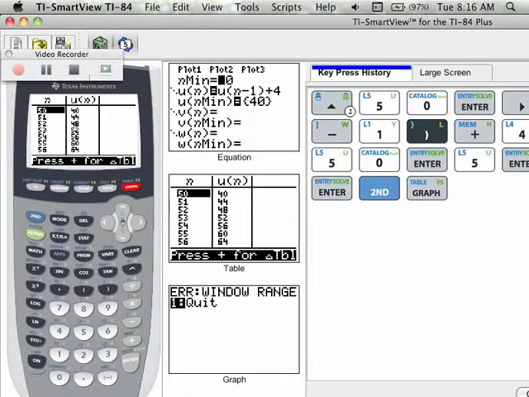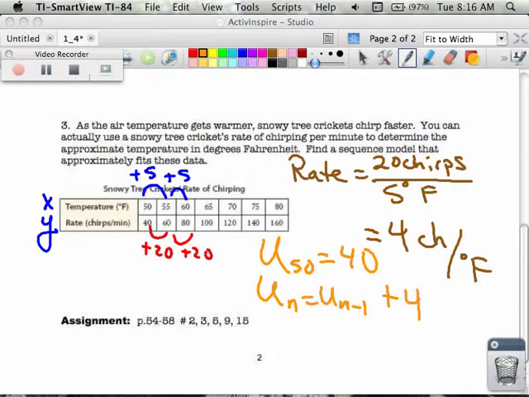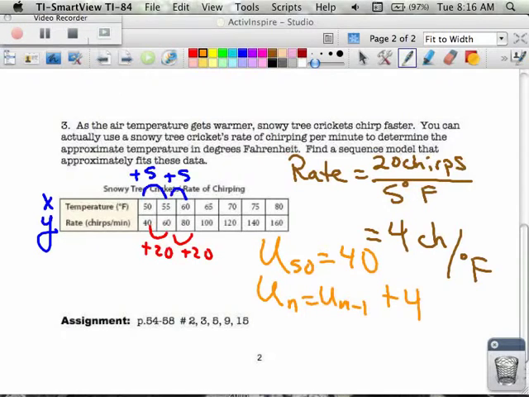But what I wanted to show you is, in the past we've talked about the fact that you did not have to start at 0, you do not have to start at 1, you can start wherever you want. Okay, so that just so you know. Questions about that?